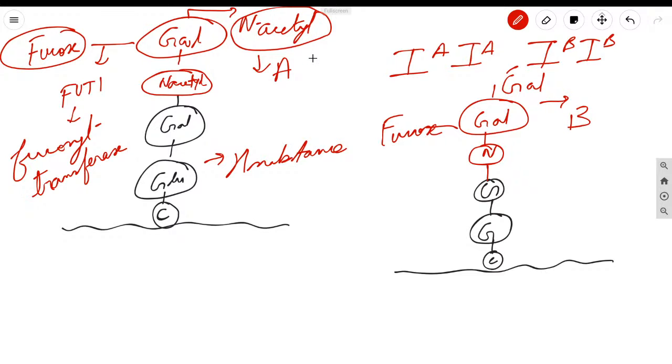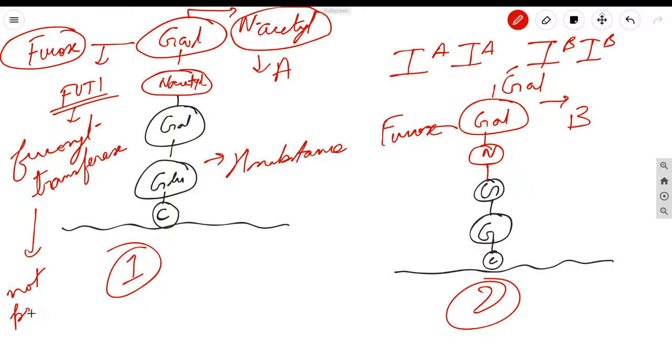Suppose a person has the A allele and another person has the B allele. Person number 1 has blood group A, person number 2 has blood group B. Now the next condition: a person is recessive for this specific gene, meaning they don't have a proper FUT1 gene. It has some kind of missense or nonsense mutation which puts in stop codons, and therefore fucosyl transferase is either not produced or it is completely dysfunctional, of no use.